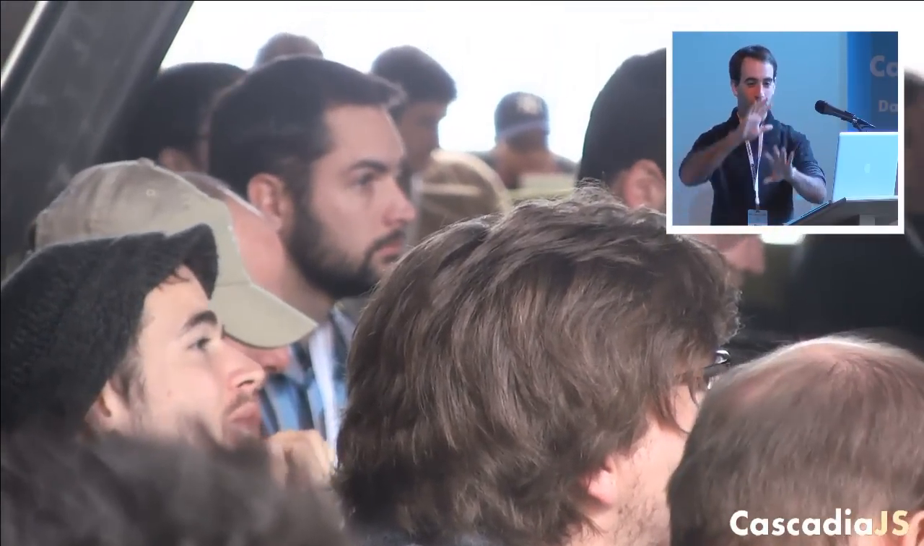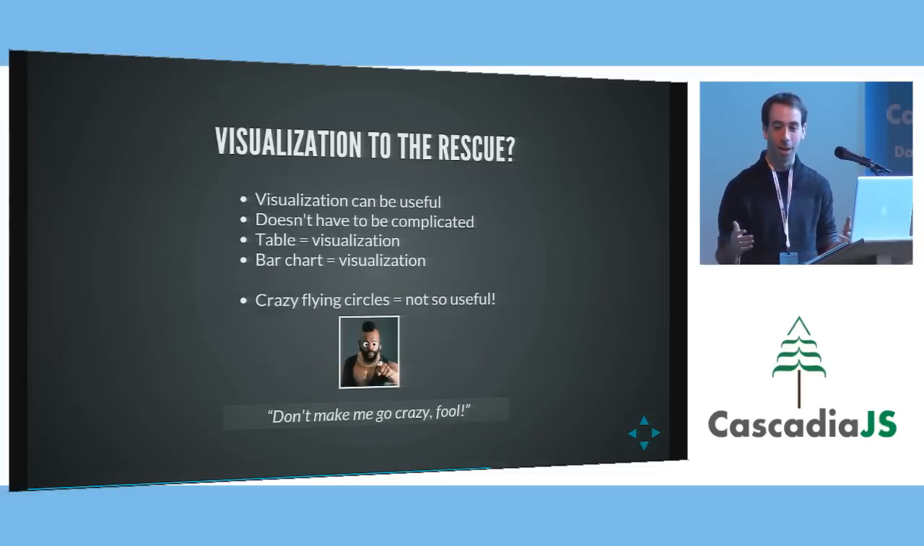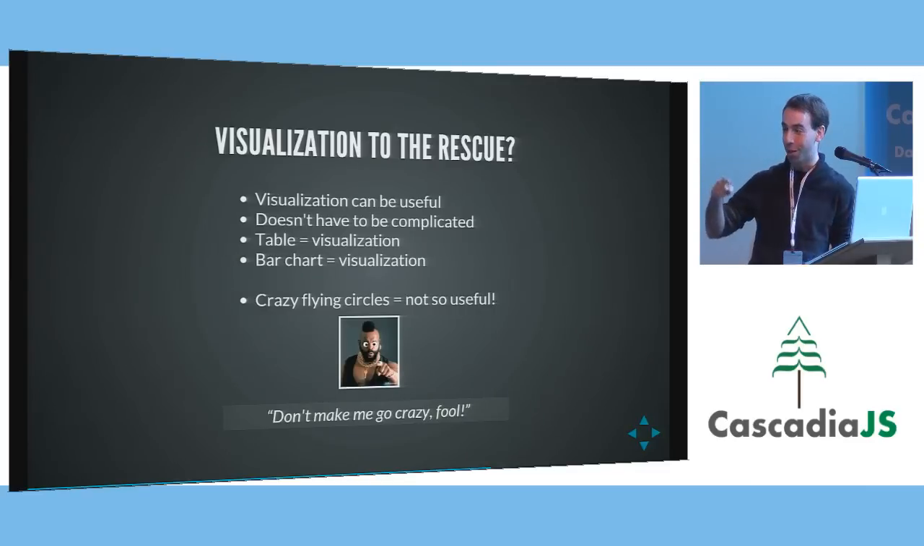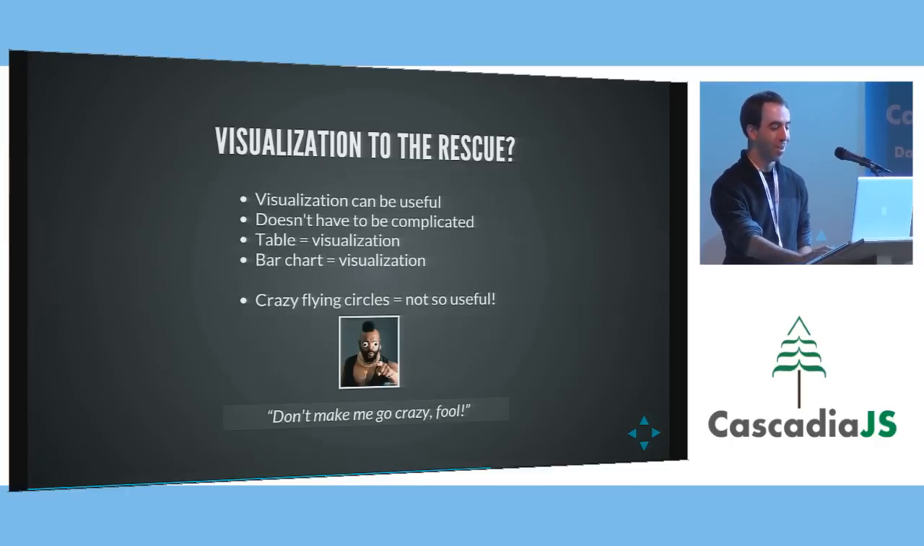But crazy flying circles where things are just moving on the screen with some letters in them, it's not so useful. And if you do that, then Mr. T comes online and tells you, don't make me go crazy, fool. And you see his eyes are actually moving because circles are moving around. He's going crazy.